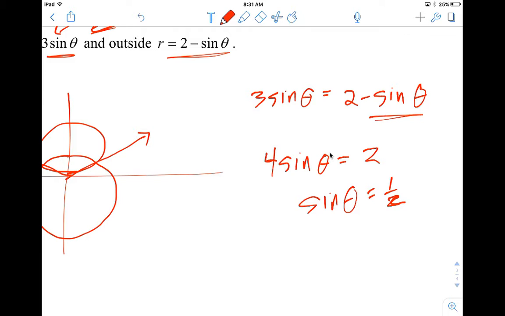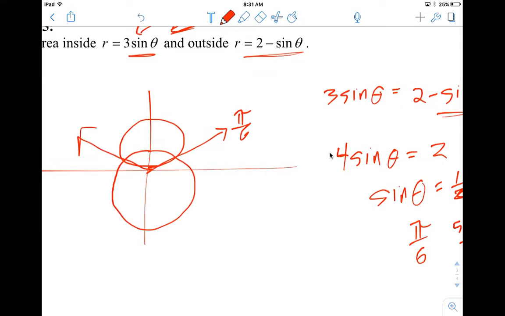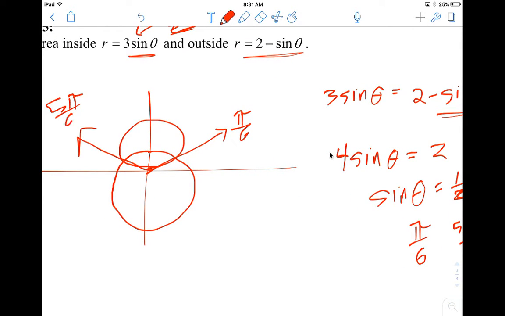Sine of theta is equal to 1/2 at pi over 6 is a good one. And you can see that right here. This is definitely pi over 6. And then it can also be equal to 1/2 at 5 pi over 6 on the other side. Okay, so those are the other angles on there. Those are important because those are kind of like boundaries for my sweeping. The way you do area within polar is kind of sweeping boundaries like that.